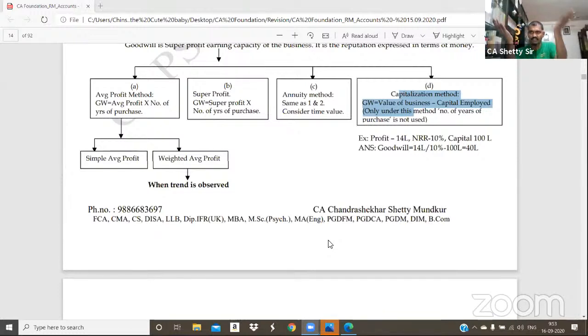If asset value increases, reserves must increase. Understanding? Yes, sir.